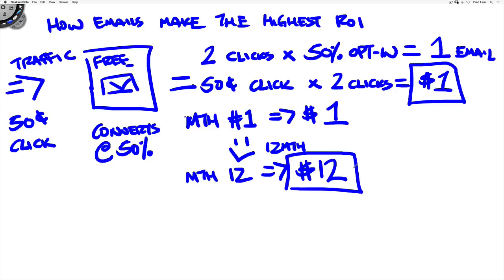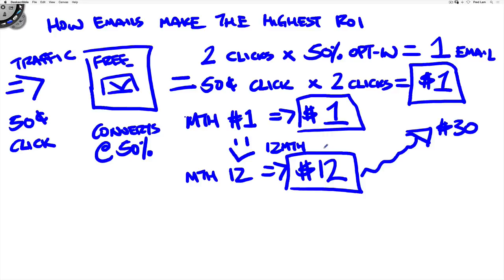If this person continues to read your emails, open your emails, and click on them, this number will just keep skyrocketing. It can even go up to $30. It can go up to $40 because these people are still in your database. And you've only spent $1 to get that email address, and it paid for itself in month 1.